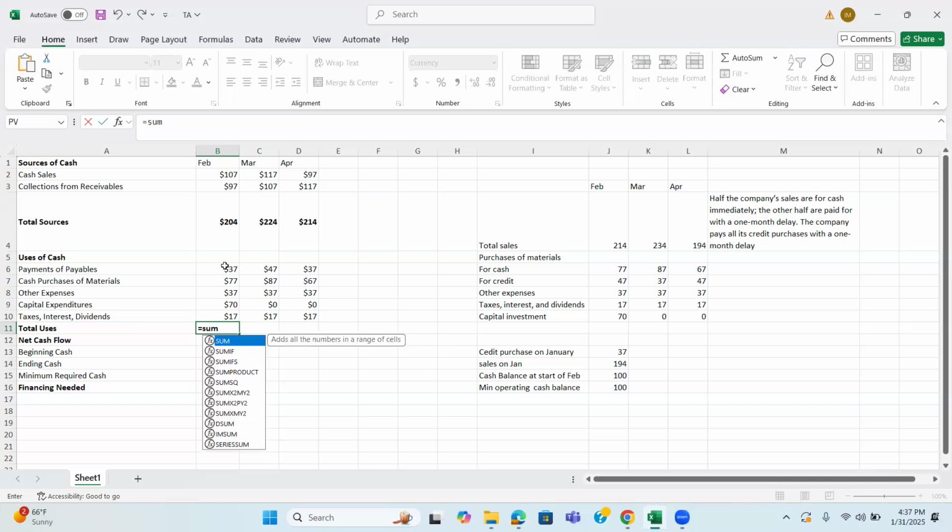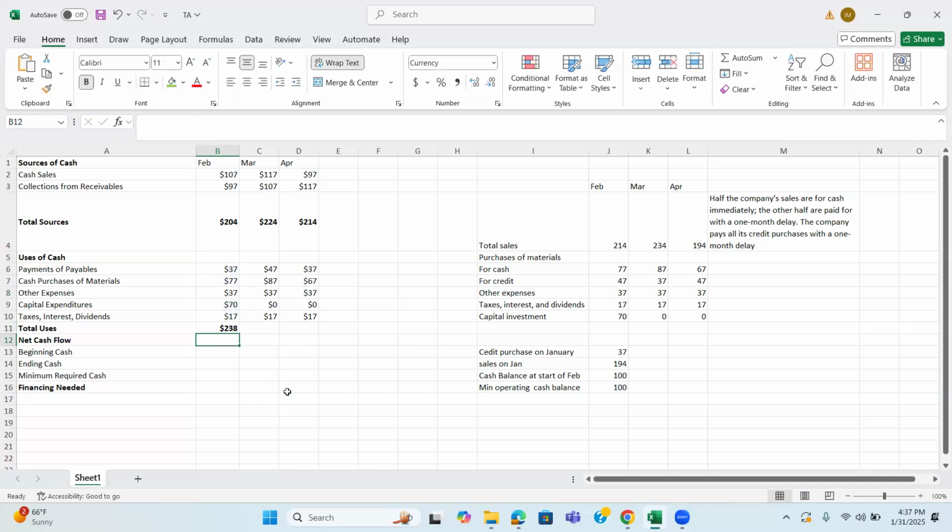So the sum, we just sum all the expenses here, and you can just drag it down here, and you get the value for total uses of cash for February, March, and April. All right. So we have the sources of cash, we have the uses of cash.